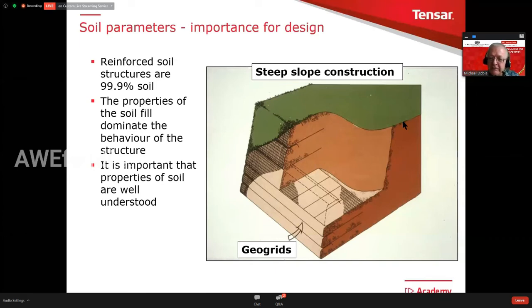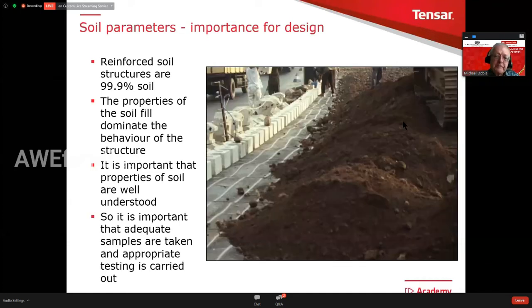And as I said, I'm particularly interested in reinforced fills, so I just mentioned them and I'm showing you a picture there. Obviously when we're designing any kind of earth structure, with or without soil reinforcement, the properties of the fill are going to dominate its behavior. So we need to understand them well. Therefore, it's important that we take adequate samples and that we carry out appropriate testing. That's where we'll start to look now.